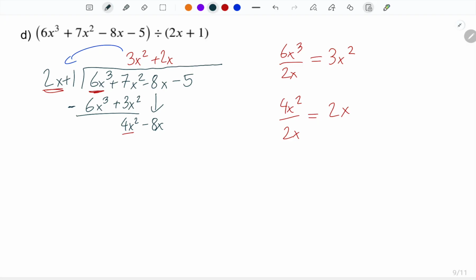Multiply that back through, and when you multiply it back through, you will see you get 2x times 2x is 4x squared, I should say, and then 2x times 1 is 2x. And subtract. So then you have the first part canceling. Negative 8 minus 2 is going to be negative 10. And bring down the minus 5.